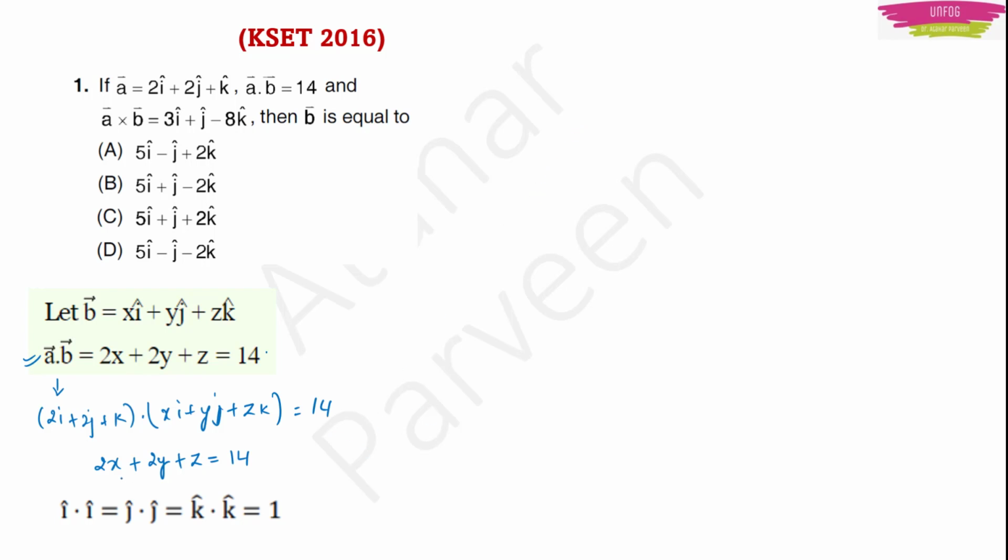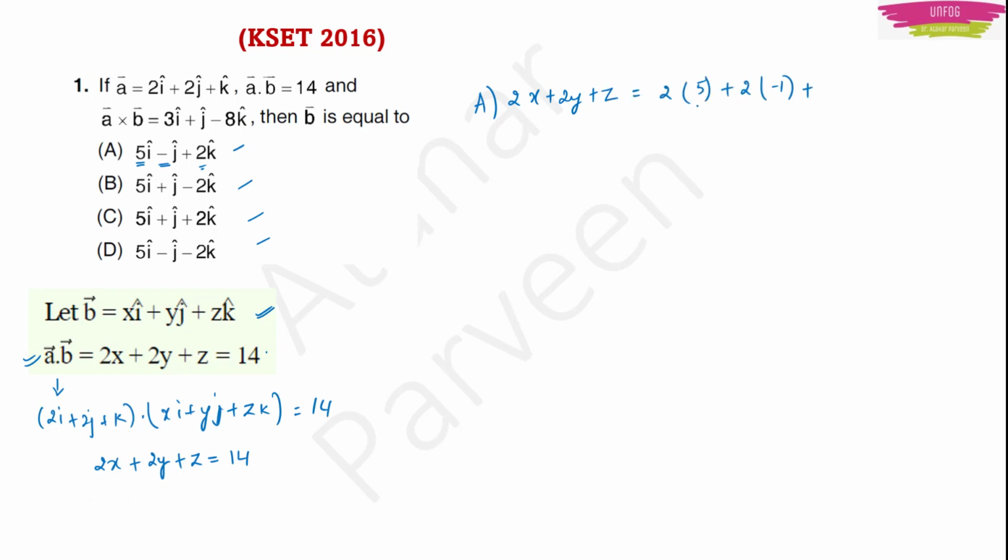We don't know this x, y and z; it could be option A, B, C or D, right? Start from option A. Just substitute the values and see. In 2x plus 2y plus z, you should get 14. From option A, x should be 5, y should be minus 1 and z should be 2. So is this giving you 14? 10 minus 2 plus 2. No, it is giving 10. So this is a wrong option.